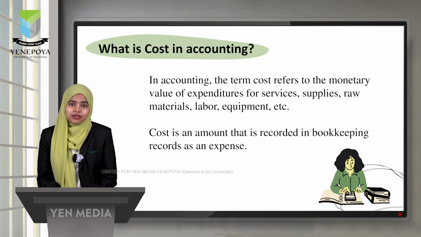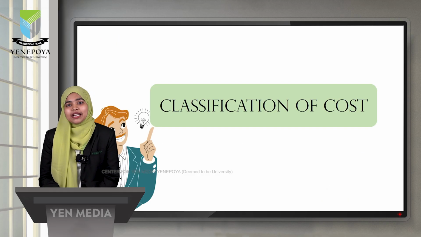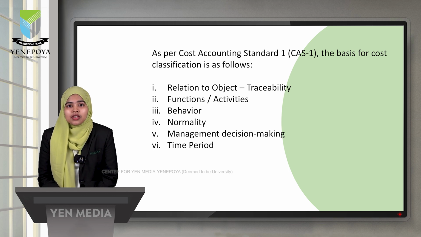the information effectively. Now that we know the meaning of cost and cost accounting, let's see how cost can be classified. According to CAS 1, cost can be classified on several different bases. So it can be classified in relation to object, also called traceability, on the basis of function, behavior, normality, time period, and finally on the basis of how cost serves management decision making purposes. Each of these gives us a different angle for understanding and analyzing the same set of expenses. So let's go through each one in detail.